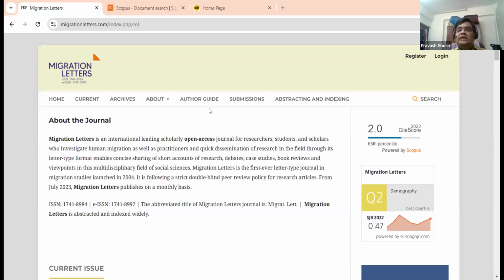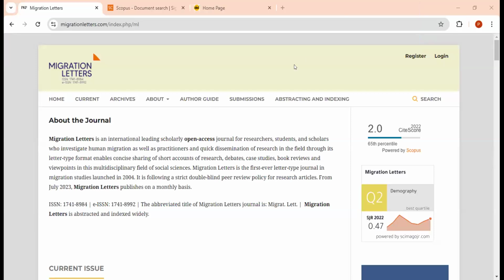Number one is Migration Letters. Let me just take one minute, because the moment I click there are so many windows. Let me open Migration Letters one by one. So this is the journal. I'm showing this. Can all of you see my screen now?